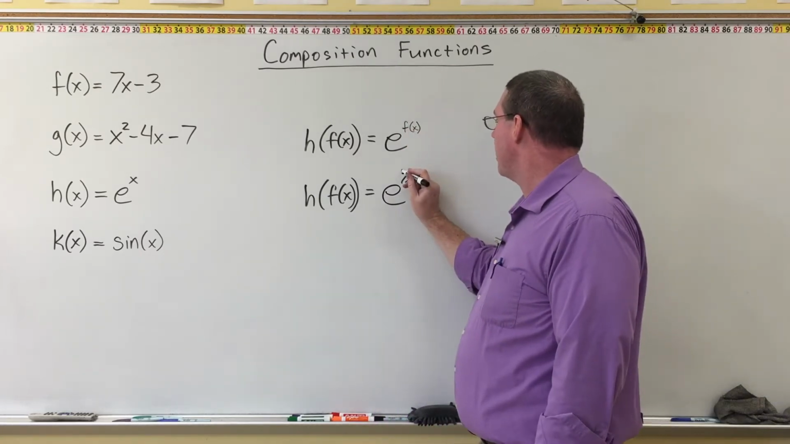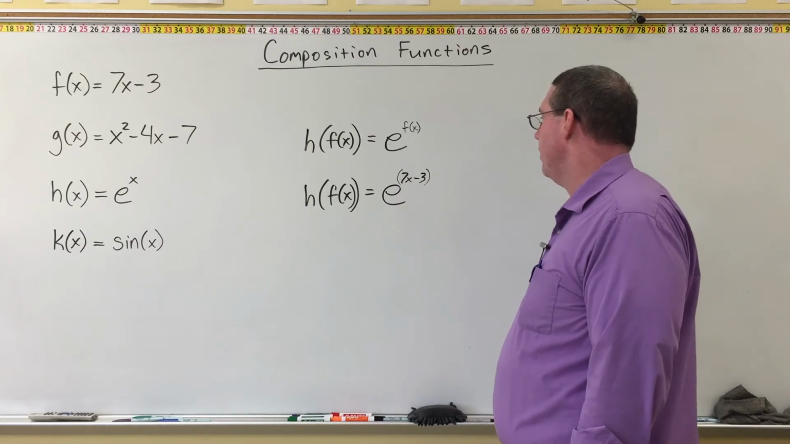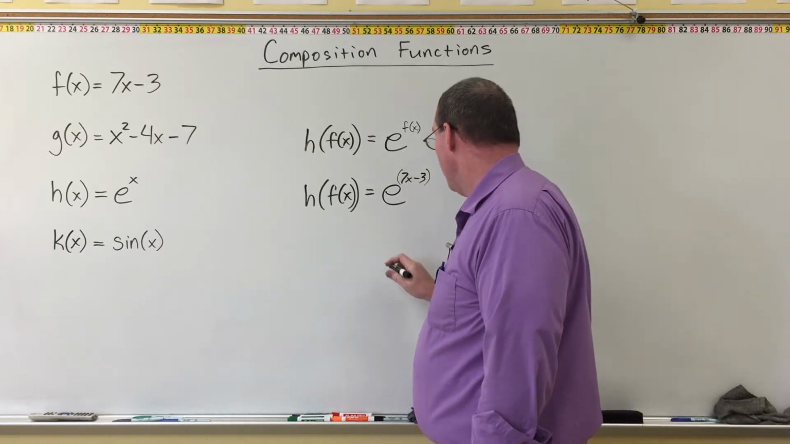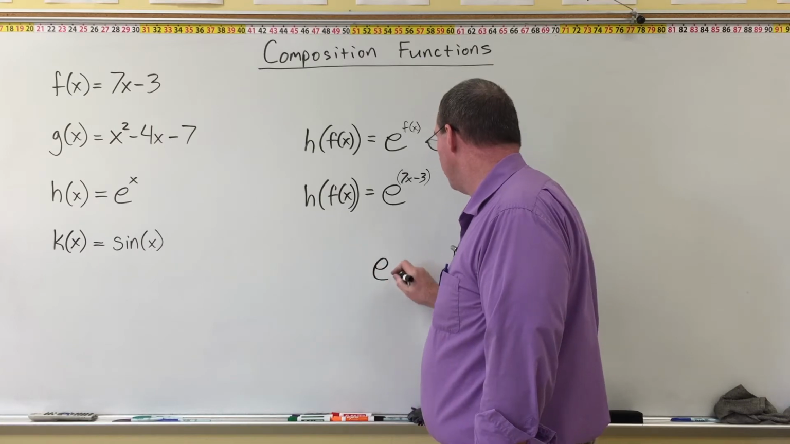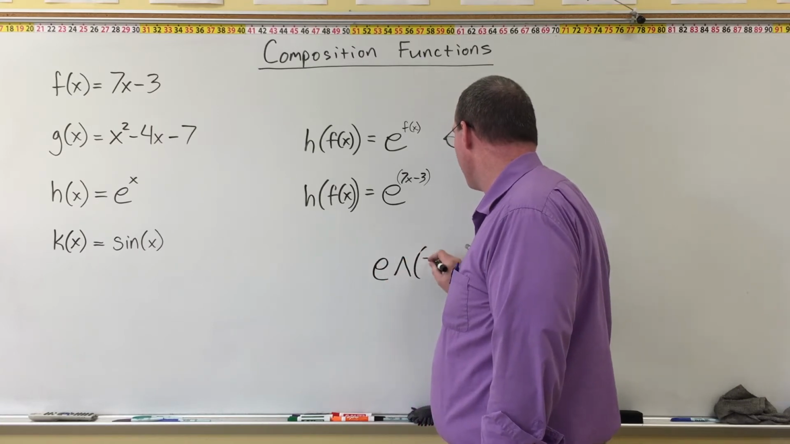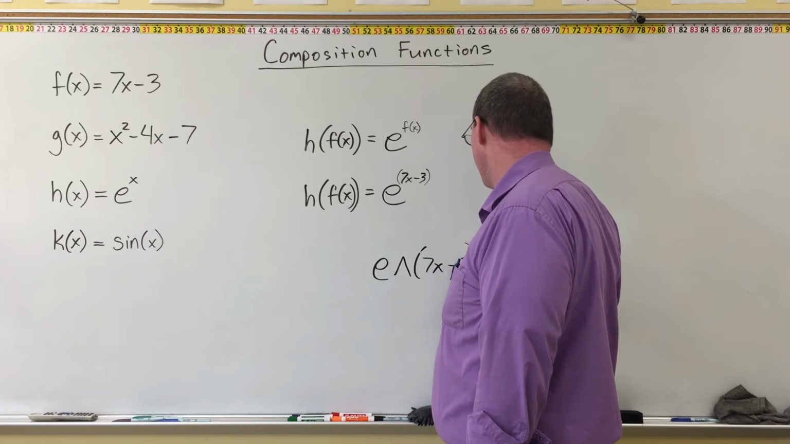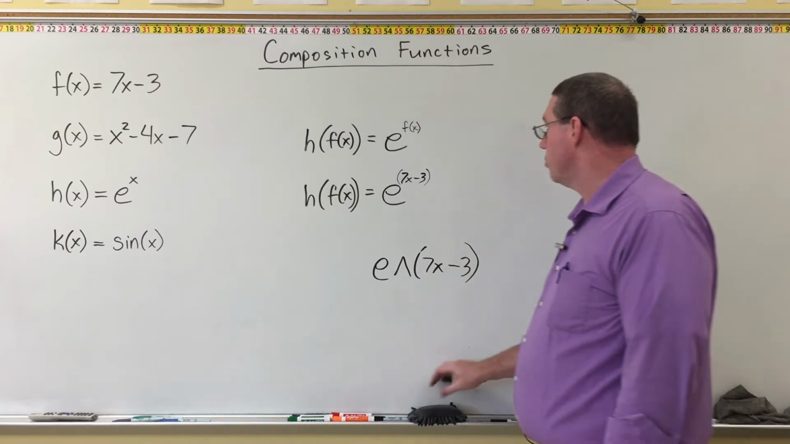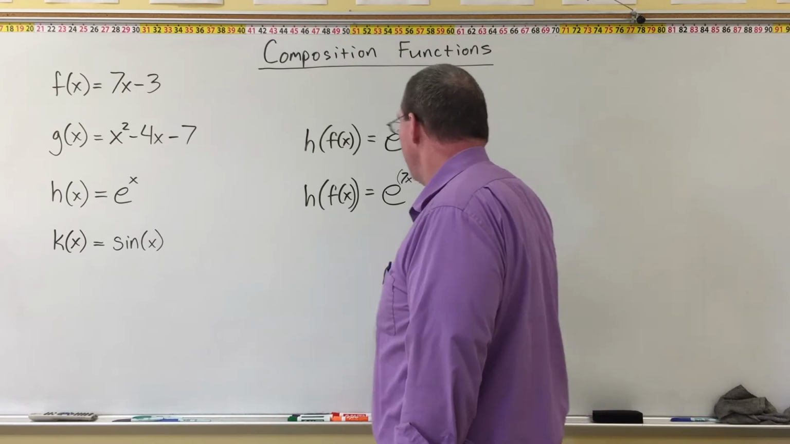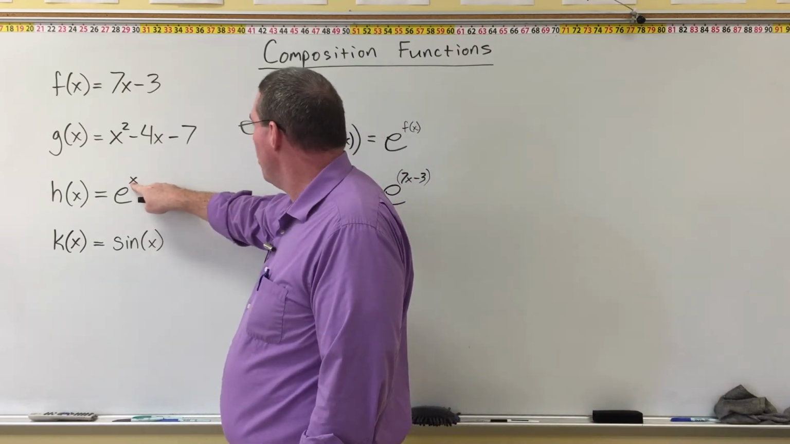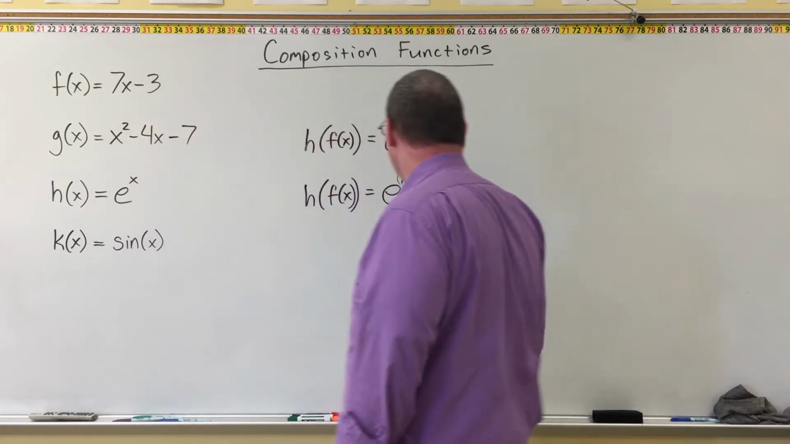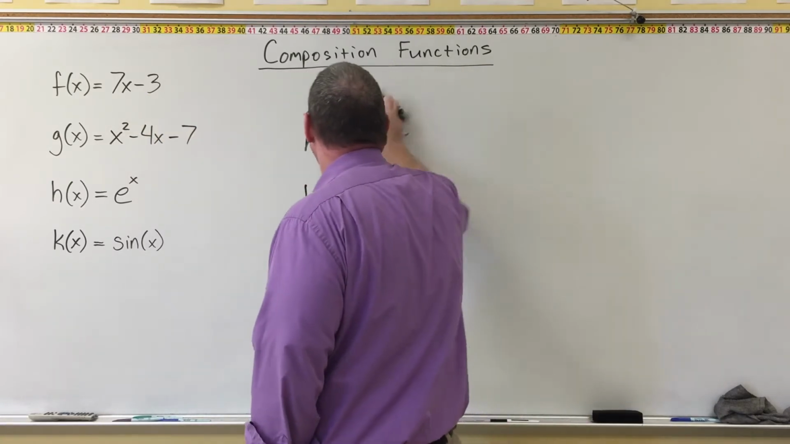Okay? Now, you could put that in parentheses. It's probably a little more convenient if you put it in parentheses, especially if you're going to write out the answer in a computer. You would put e to the power of parenthesis 7x minus 3. And that's what your answer would look like. Okay? Composition function. We're just simply replacing the x with the function f of x, which is 7x minus 3. Okay? All right, let's try another fun one.